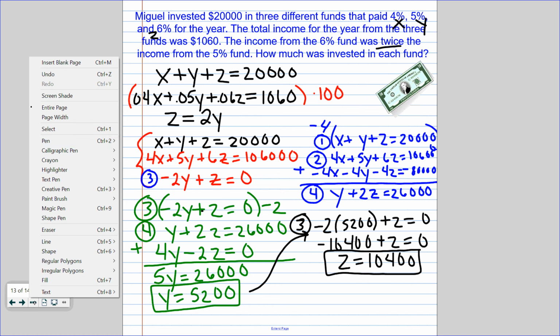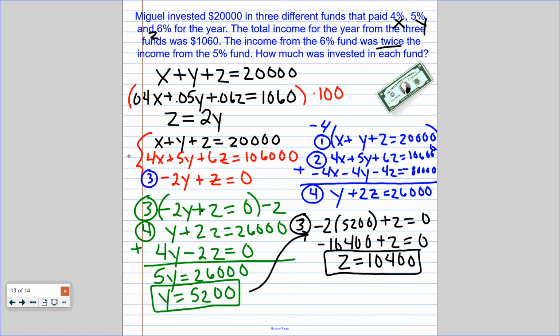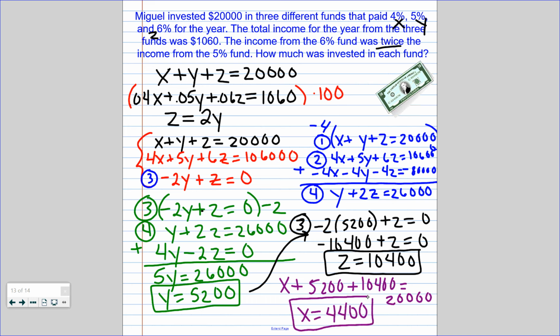And then finally, we're going to go back to our original equations. We know x plus y plus z is 20,000. So x, whatever that is, plus 5,200 plus 10,400 is 20,000. Subtract 5,200 and 10,400 to the other side. And that's going to give me a grand total of 4,400 is invested at a 4% interest rate.